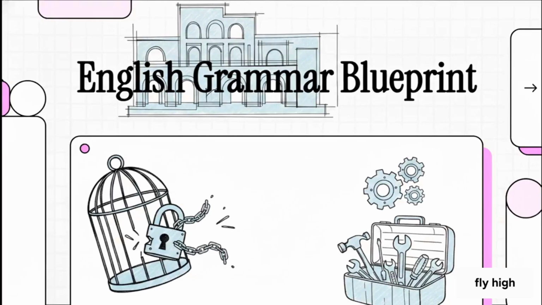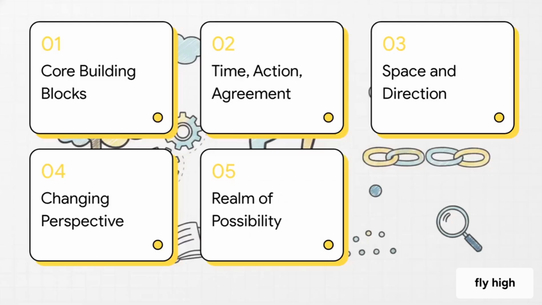Instead of seeing it as a cage locking you in, I want you to look at grammar as a logical, architectural toolkit. It is literally the blueprint that we use to build clear, effective communication. To get you comfortable with this blueprint, we've laid out a really clear 5-step roadmap for how we're going to construct a sentence from the ground up today.